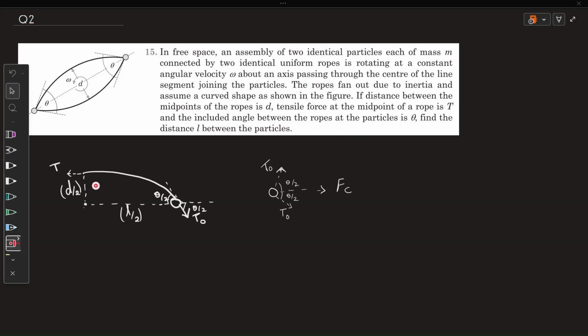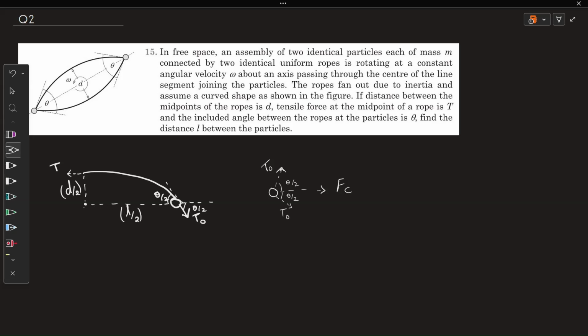Okay, so what happens is, these are two different particles. Let's suppose this is P1 and this is P2. Now we are just attaching these two particles with the help of a rope, and we are rotating them with respect to this point. Let's consider this whole thing as a system, and it revolves with a constant angular velocity omega. Now what they are asking is, at the midpoint the tension is T and this distance is d. So find the distance L between the particles. So this is the distance L between the particles.